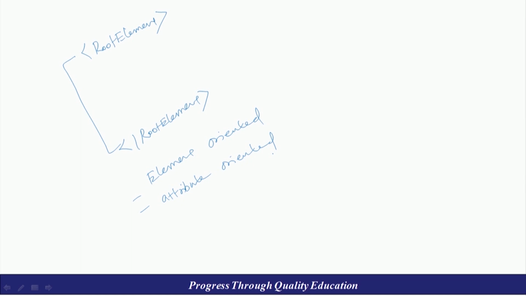Number of students, exploring all students, all students, I could go for element oriented. Explore a particular student, I can go for attribute.